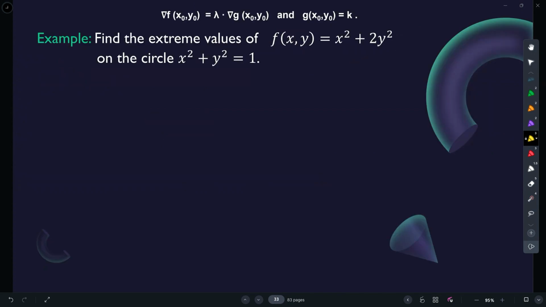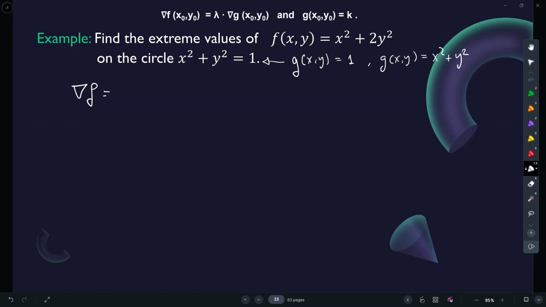So let's find the extreme values of f(x,y) equals that function, on the circle x squared plus y squared equals 1. So what I need is to set up the equations like that. I need to compute the gradient vector for f. Here, by the way, this is the graph of g(x,y) = 1. So g(x,y) is x squared plus y squared in this case.